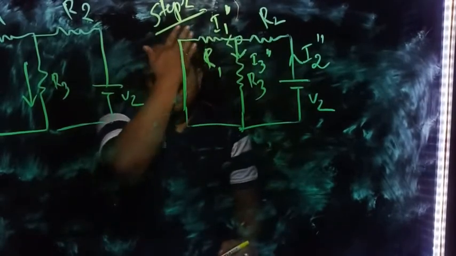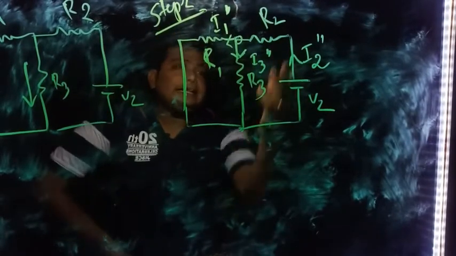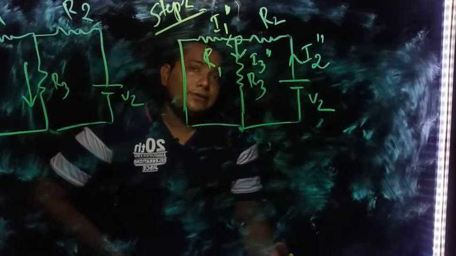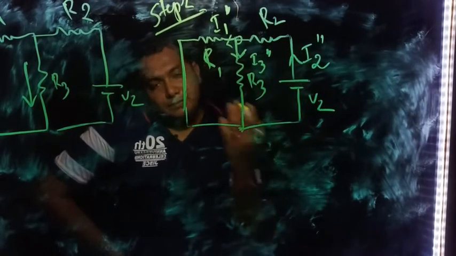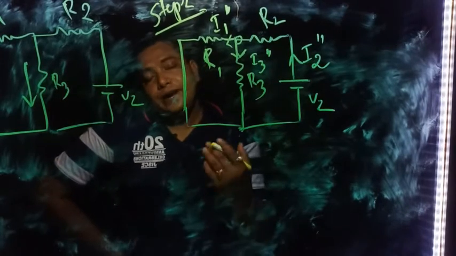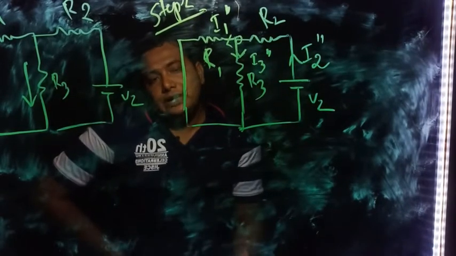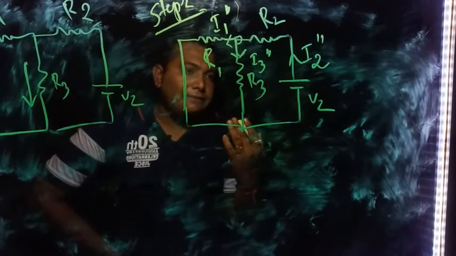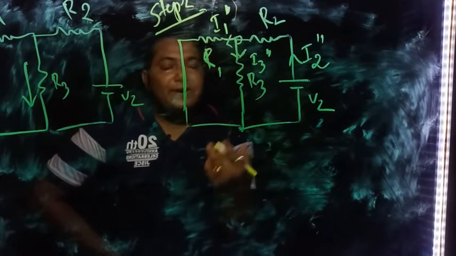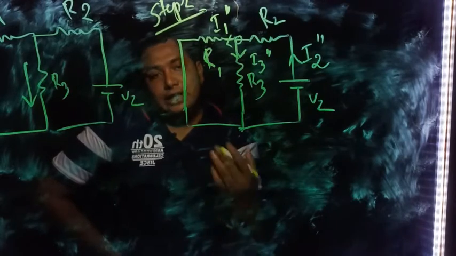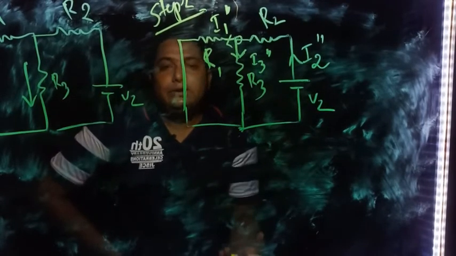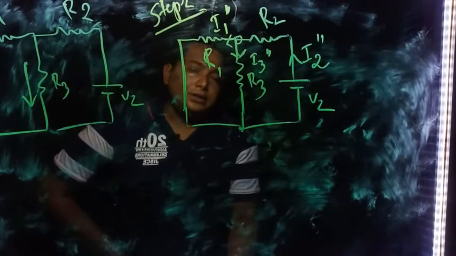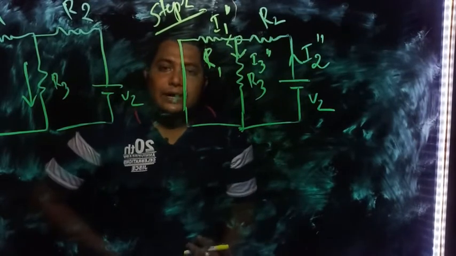First of all, the main current here is I2 double bar, because this is the source current. So first we have to find out the source current. In the previous step, what we have done: we found the equivalent resistance, then we found the main current, then applying the current division rule we found the branch currents. So first we have to find out the equivalent resistance.